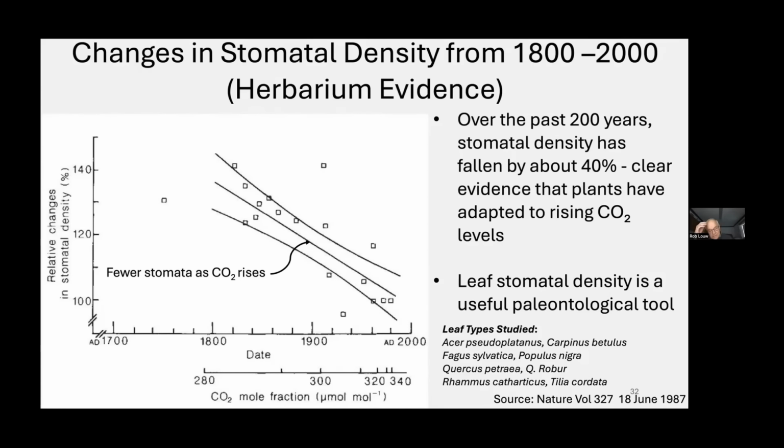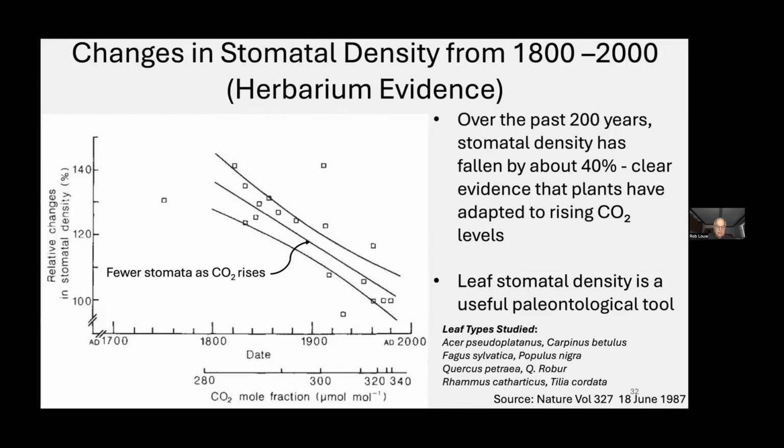Now, it turns out that the change in leaf stomatal density is a very useful paleontological tool. If you can carbon date leaves from a known species over many years, hundreds if not thousands, you can then examine them, count the number of stomata per square centimeter, or whatever unit you choose, and compare that to modern day levels, and from that you can deduce what the level of carbon dioxide in the atmosphere would be.